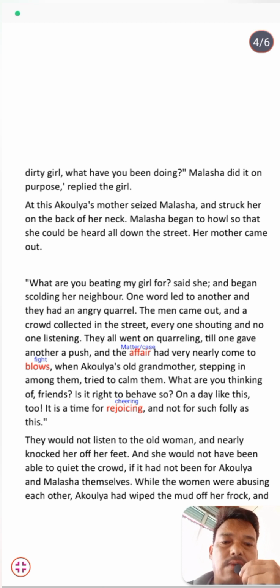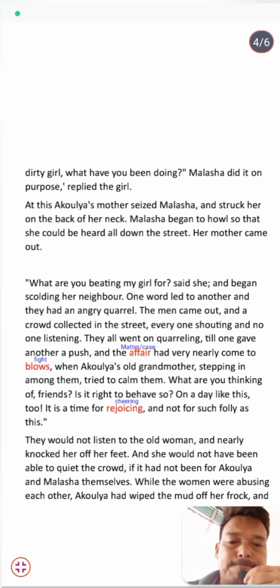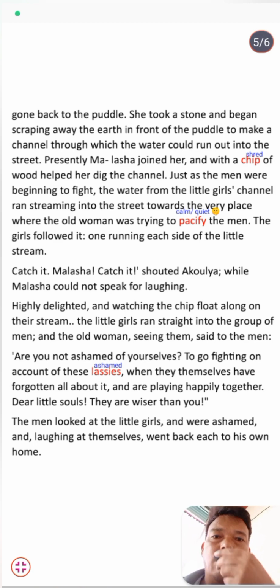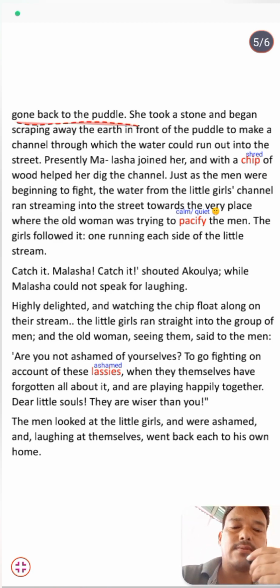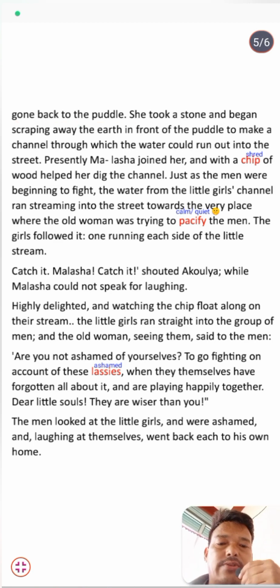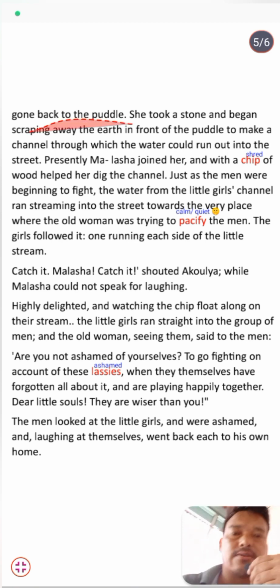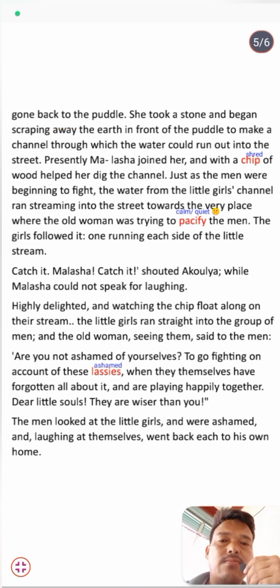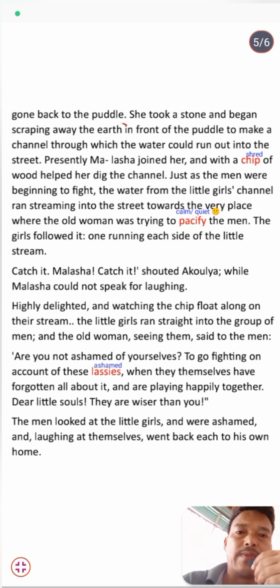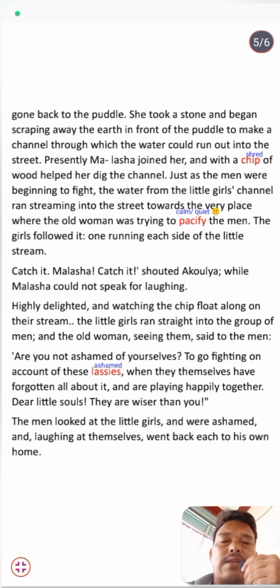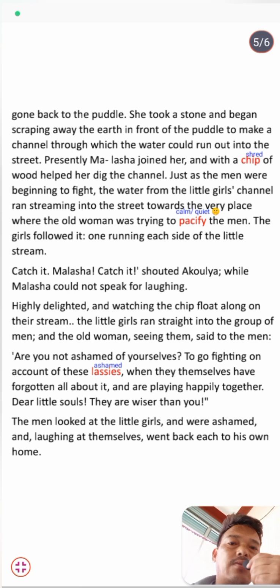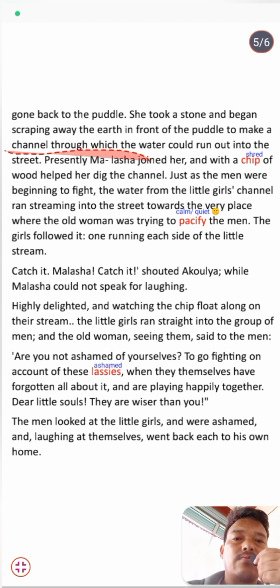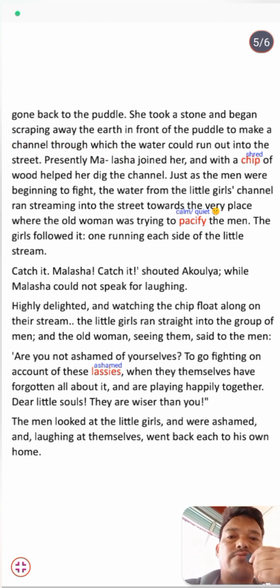Alyoka had wiped the mud off her frock. Then Alyoka, the girl, cleaned the mud from her frock and went back to the puddle. She took a stone and began scraping away the earth in front of the puddle to make a channel through which the water could run out into the street.